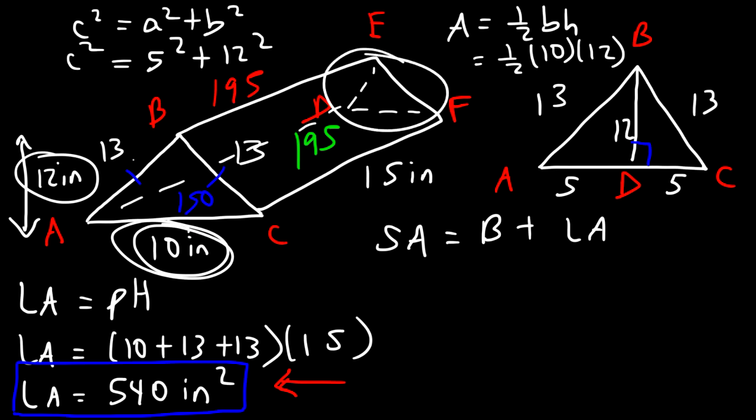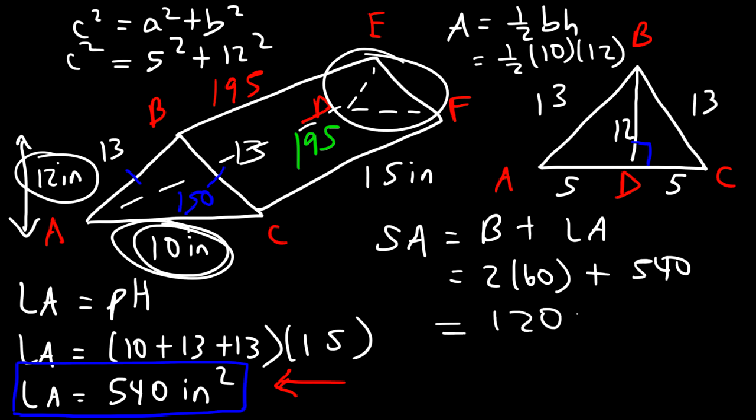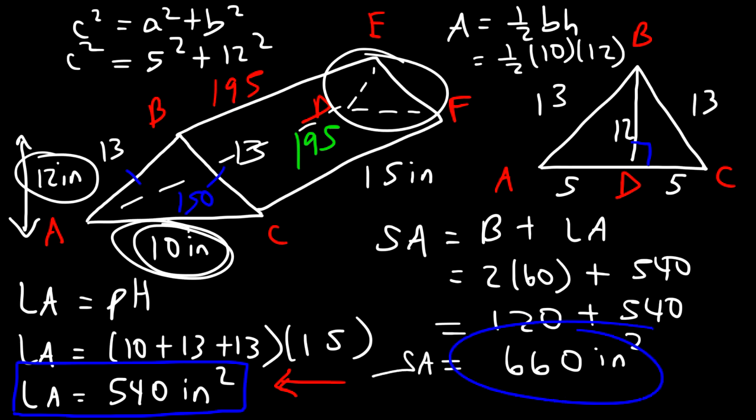But keep in mind we have two triangles. So it's going to be 2 times 60 plus the lateral area of 540. So that's 120 plus 540, which is 660 square inches. So that's the total surface area of this particular figure. Let's work on one more example.